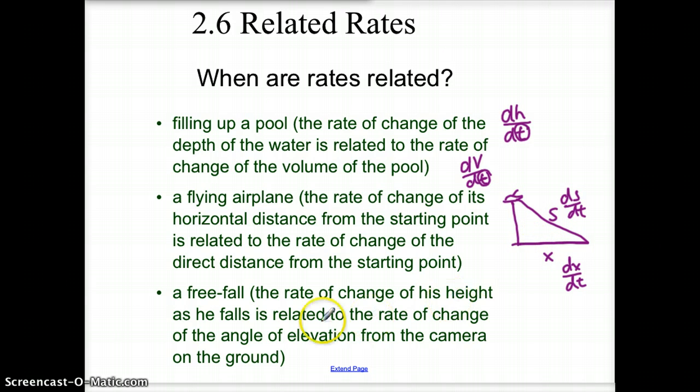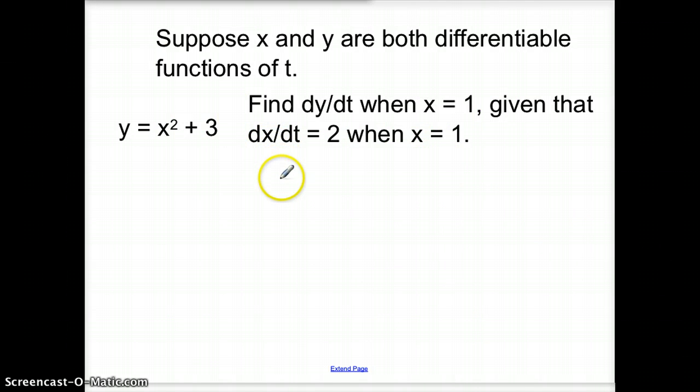As the plane flies, these two rates are related to each other because it moves. All right. If we're talking about free fall, like the man who just jumped out of the airplane from the longest free fall, the rate of change of his height as he falls is related to the rate of change of the angle of elevation from the camera on the ground. So all of these rates are derivatives, and they are related to each other. So let's review how to take the derivative with respect to time, because we're going to have different variables that are going to be related to time.